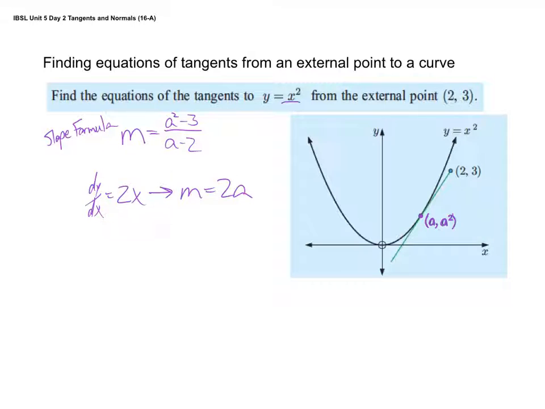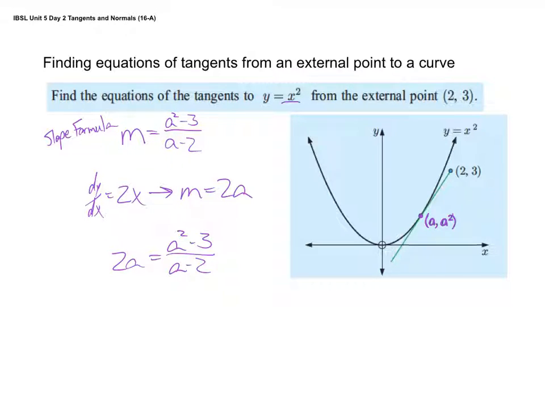However, what can we do at this point? Set them equal to each other. We know they both represent the slope that we want. So we know 2a has to equal (a squared minus 3) over (a minus 2). All we have to do now is solve that equation for a. All right? And there actually will be 2 different answers. Okay? We have a quadratic, right? There's going to be 2 different answers.